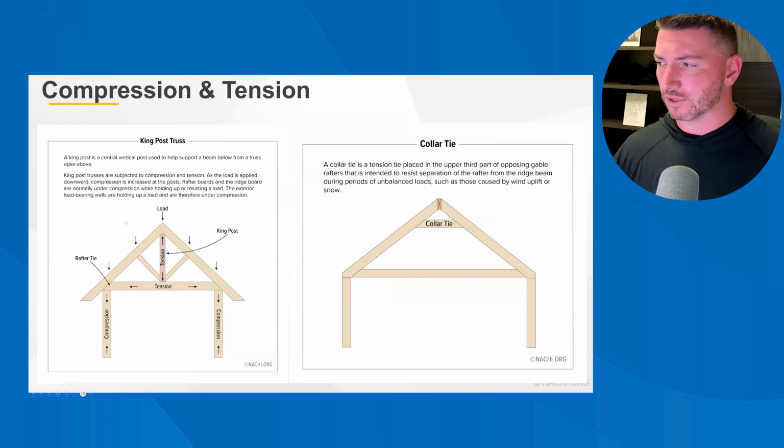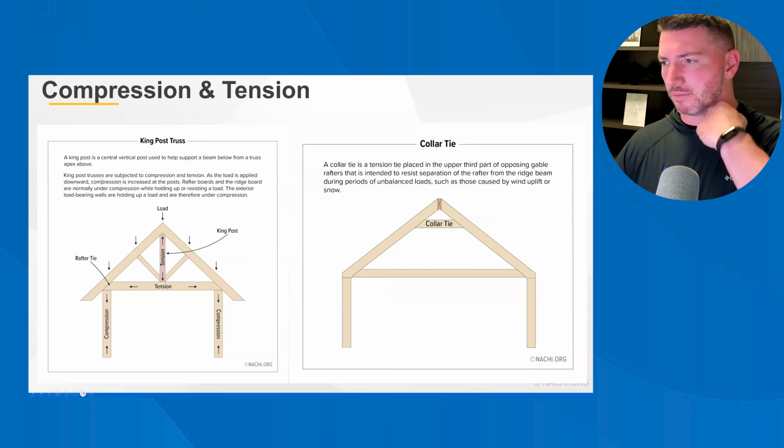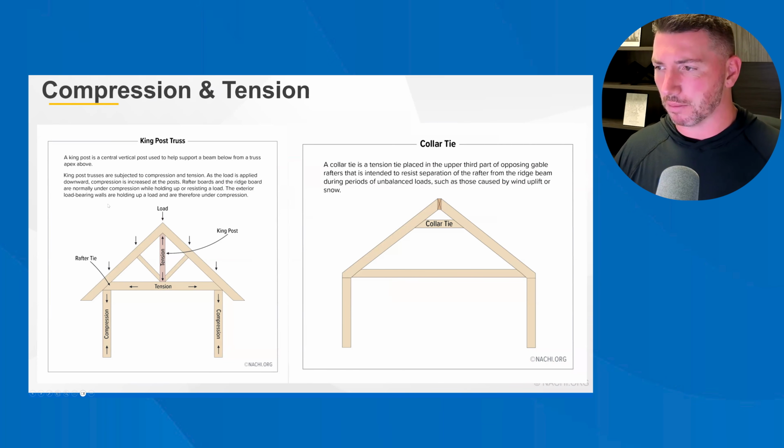King post truss versus a collar tie. King post is a central vertical post used to help support a beam from a truss apex above. King post trusses are subjected to compression and tension. As the load is applied downward, compression is increased at the post. Rafter boards and the ridge board are normally under compression while holding up or resisting a load. The exterior load-bearing walls are holding up a load and are therefore under compression.